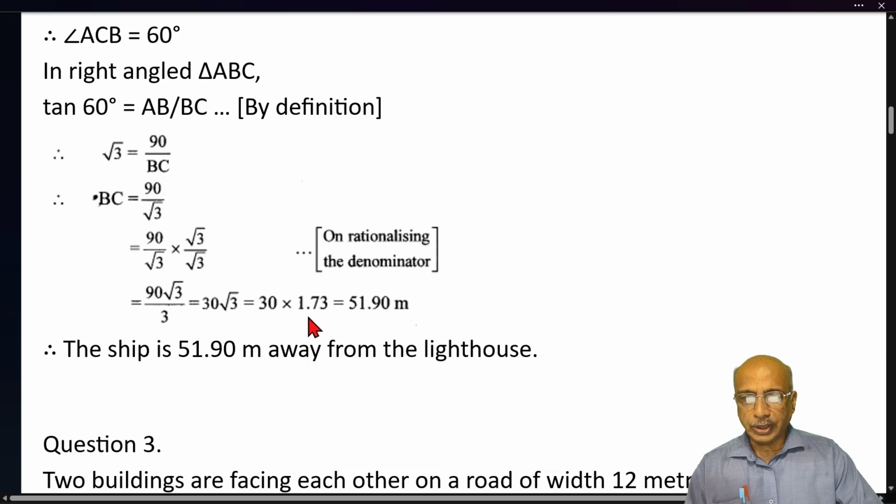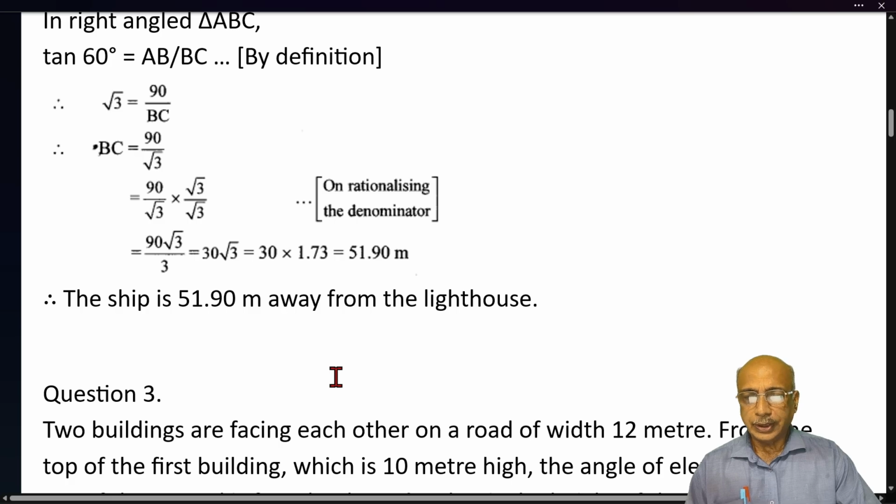And root 3 value is given 1.73. So equals 30 into 1.73. Answer comes to 51.90 meters. The ship is 51.90 meters away from the lighthouse. Next problem.